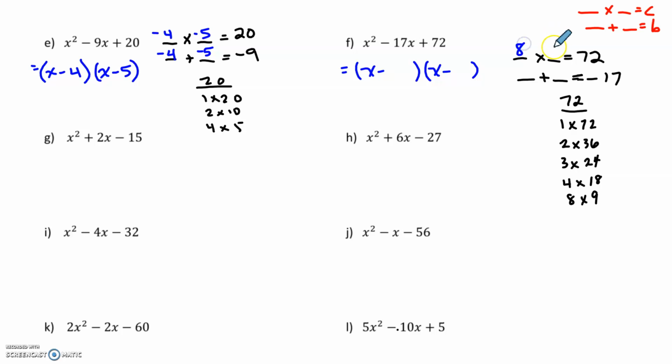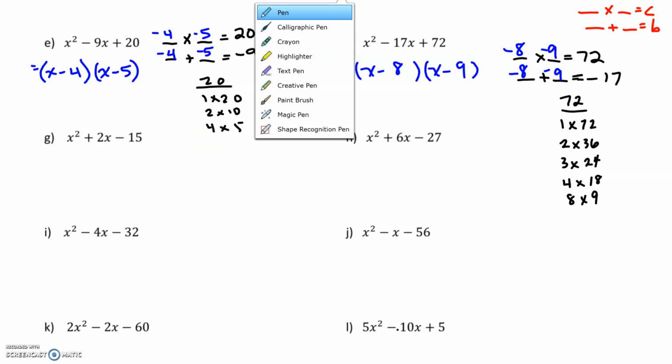So I have 8 and I have 9. And we already said, because the b value is negative, these need to both be negative, and these need to both be negative to get the positive 72. So it'll be negative 8 times a negative 9. All right, let's go to the next question.